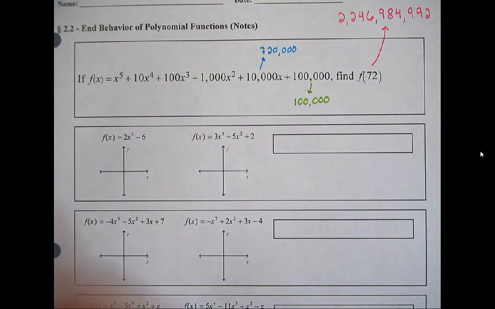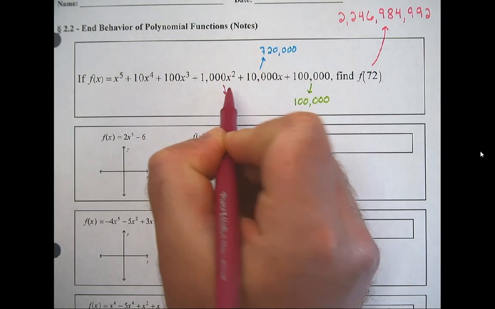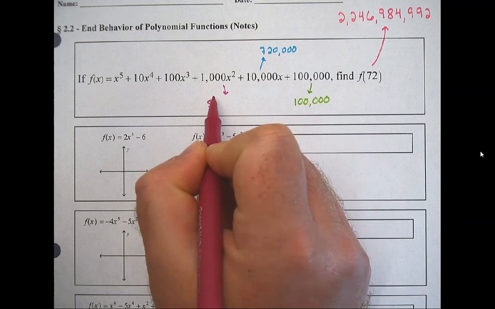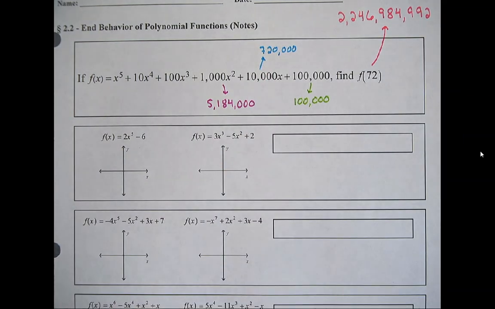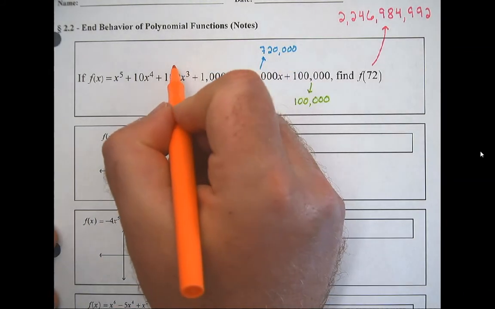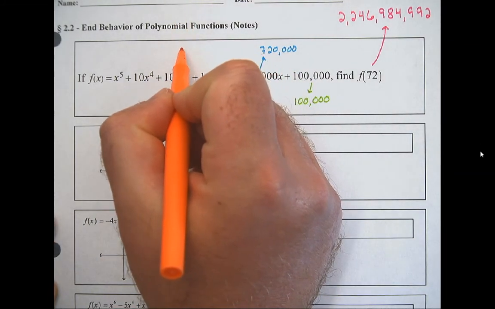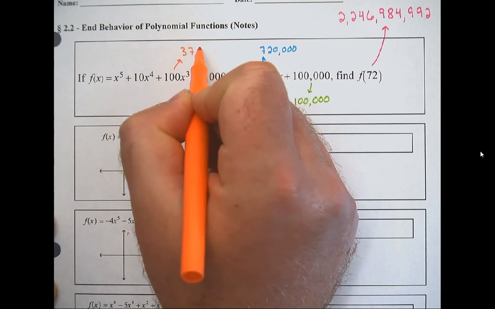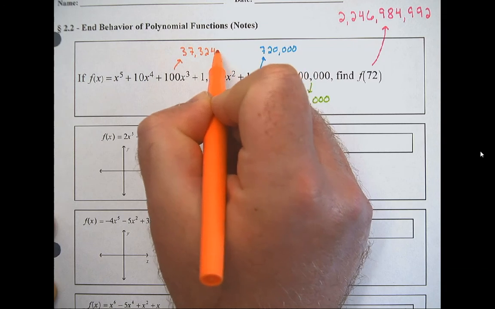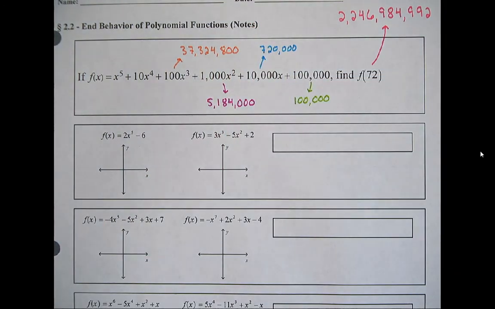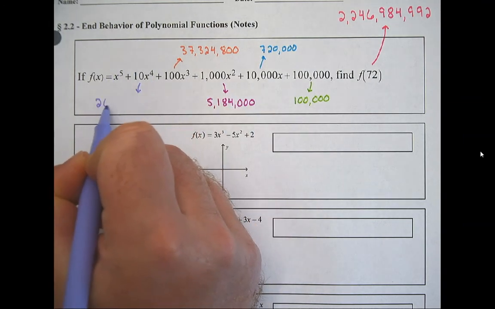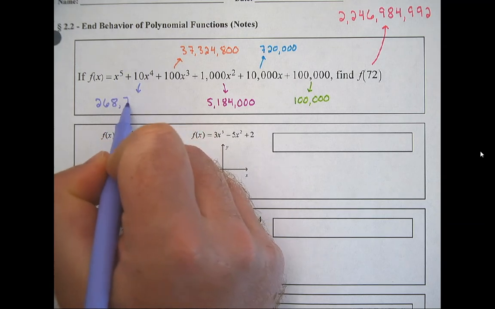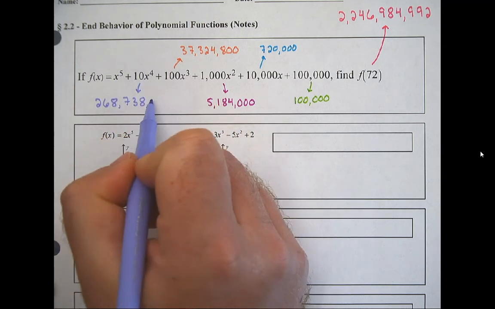Next piece would be worth 5,184,000. The 100x cubed contributes 37,324,800. 10x to the fourth, that piece contributes 268,738,560.